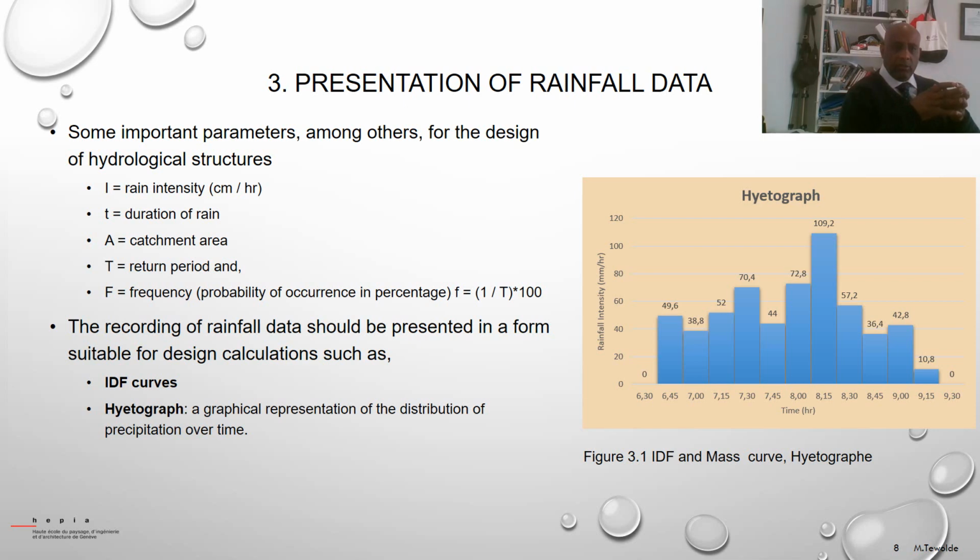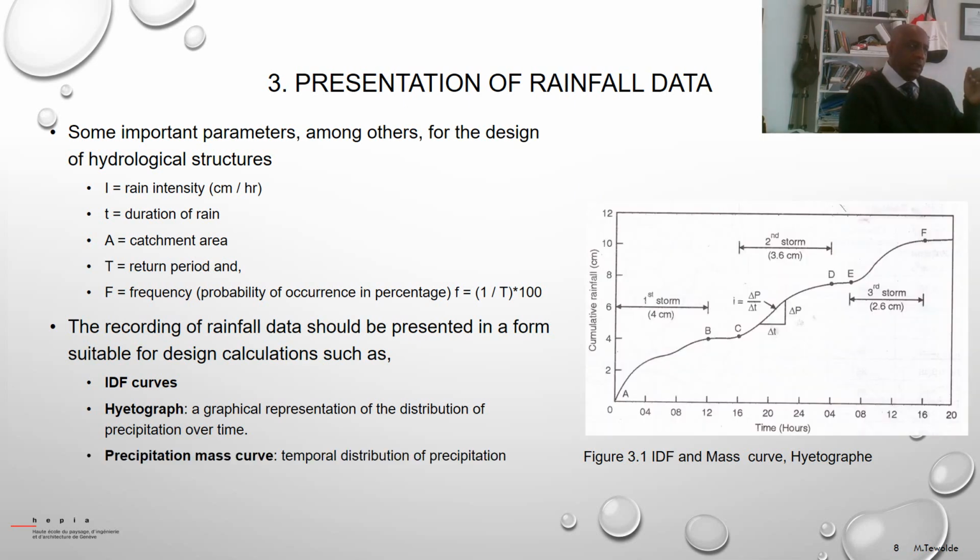So that is a graph. And also the precipitation curve, that is the cumulative rainfall versus time in hours or minutes, and we can calculate from this curve, for example, the intensity just simply from the slope of the curve. We can find the intensity of the rainfall.